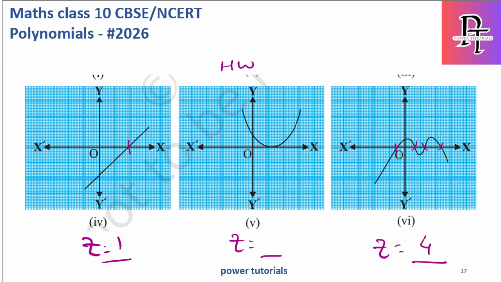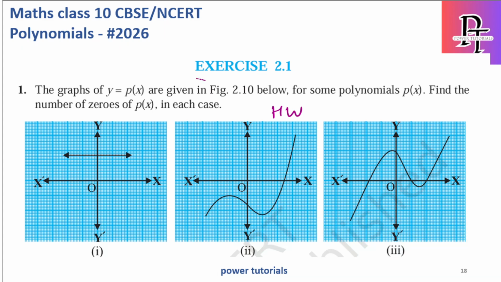Okay, in this way the example question is done. So in exercise 2.1 we have only 6 questions, and all 6 are related to graphs, that is, they are asking how many zeros. So let's see the exact question they have mentioned. The graphs of y equals p of x are given in figure 2.10 below. For some polynomials p of x, find the number of zeros of p of x in each case. So we already know how to solve it. We just need to find how many times it is touching or intersecting x-axis.